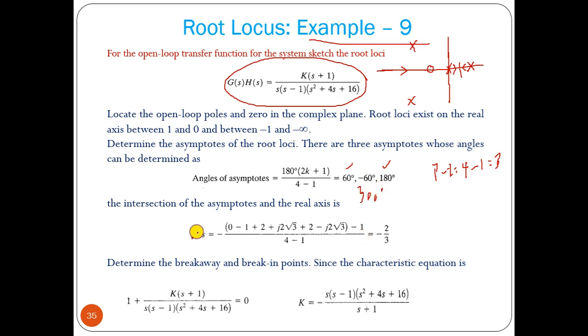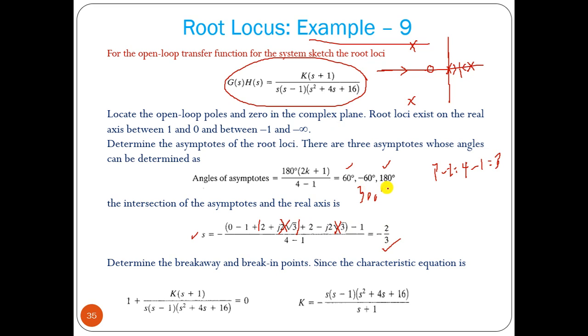And centroid, we can find out. 0, minus 1 - and this is your complex pole value, so we can neglect that part. Real part we can take. So 0, minus 1, minus 2, minus 2, 0, 1. Here it is 1. So minus 2, minus 2, minus 4, plus 1, that is minus 3, plus 1, 2. So minus 2 by 3. Minus 2 by 3 is the centroid.